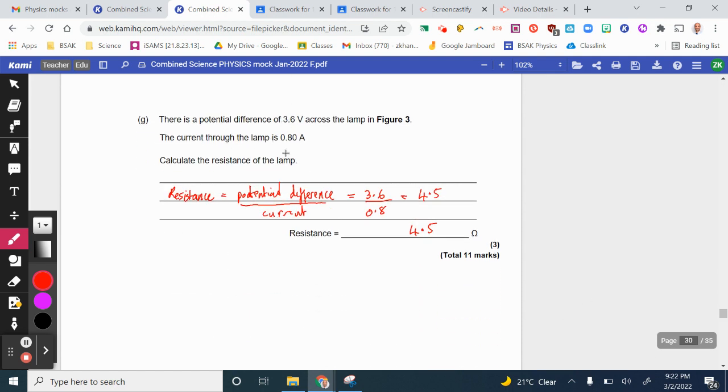So we want to find a formula that links the current and the voltage and the resistance. And that's resistance equals voltage over current. So 3.6 divided by 0.8, which is 4.5 ohms.